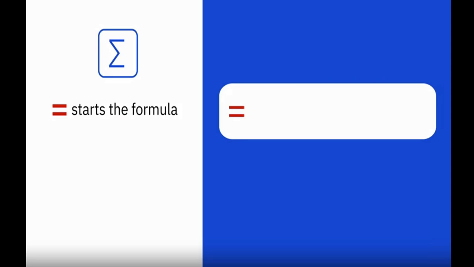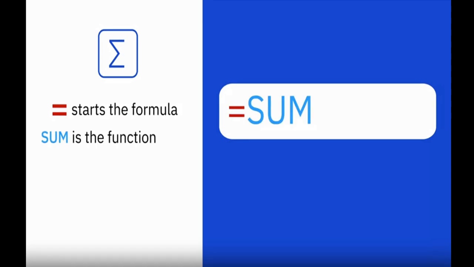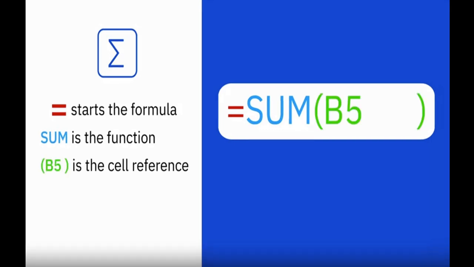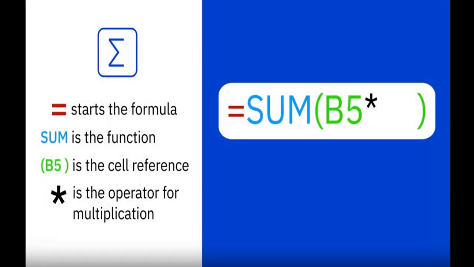The next part is the function, which performs the calculation. For example, the sum function adds up the values in the reference cells or cell ranges. Then comes the reference, which is the cell or range of cells you want to include in your calculation, and these need to be enclosed in parentheses. You also have operators which specify what type of calculation to perform.